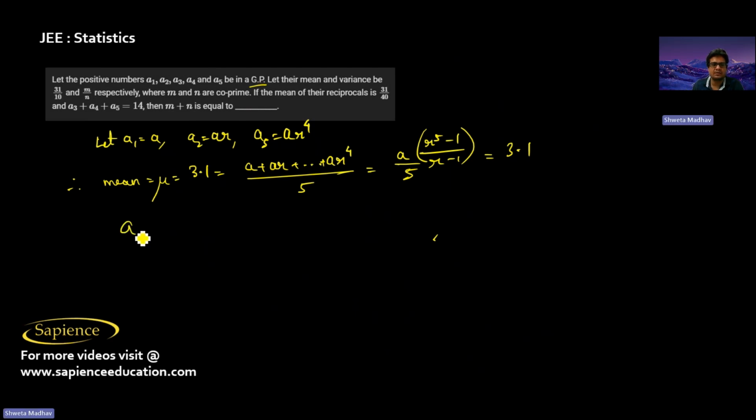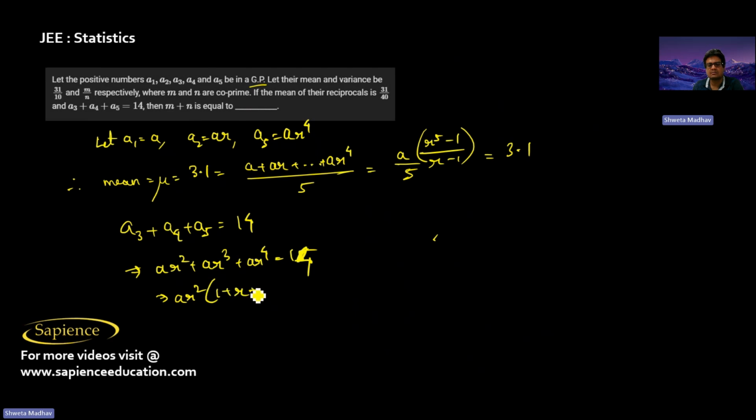Here it is told that A3 plus A4 plus A5 is equal to 14. Therefore, I can say AR square plus AR power 3 plus AR power 4 is equal to 14. So I can say that AR square into 1 plus R plus R square is equal to 14. So from here we can see that A into 1 plus R plus R square plus R cube plus R power 4 is equal to 31 by 10 into 5. So that is 31 by 2.